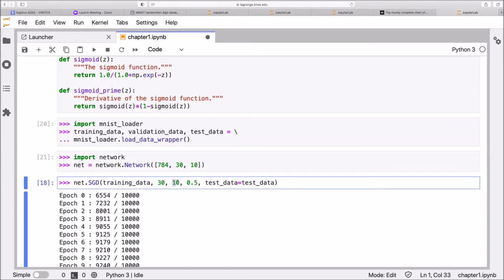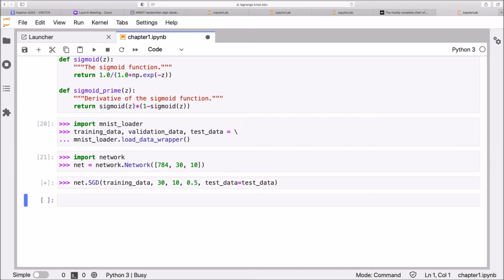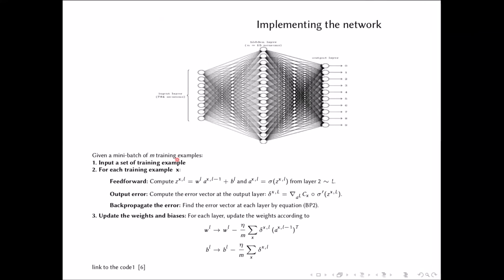And 10 is the size of the mini batch. So for each mini batch, we have 10 images. 0.5 is the learning rate. So it's going to take some time, so let's go back to our slides.